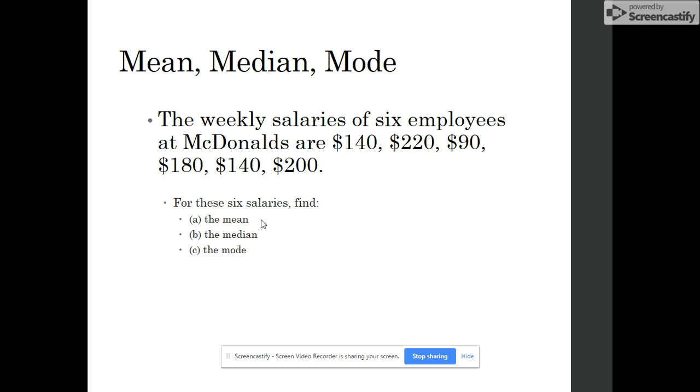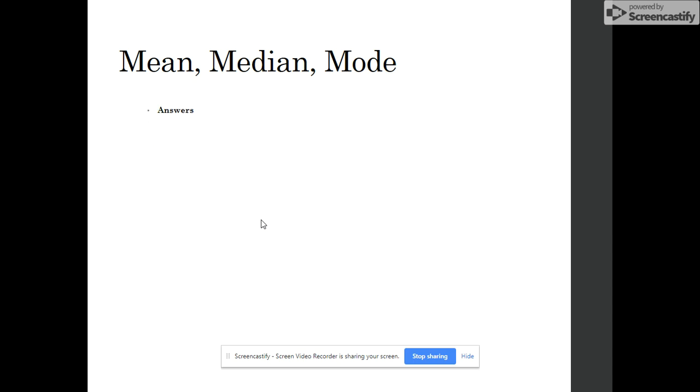Thank you. All right, so here's an example for y'all. The weekly salary of 6 employees at McDonald's are $140, $220, $90, $180, $140, $200. So for these 6 salaries, you need to go find the mean, the median, the mode. Okay, so this is a good practice. Pause it, figure it out, then come back and check your work.